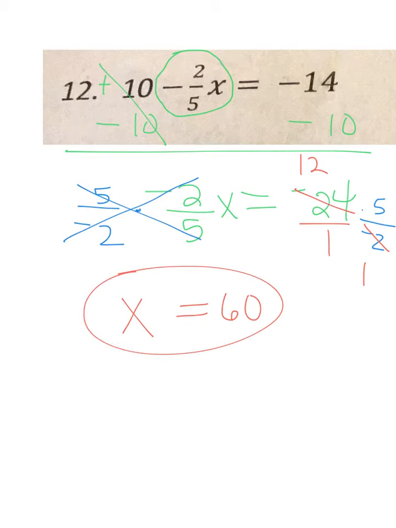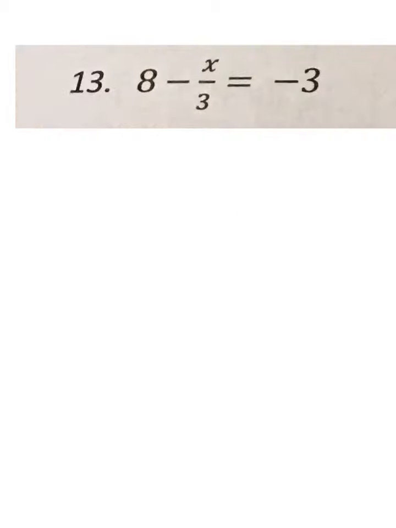All right, problem number 13. First thing I'm going to do is circle negative x over 3, which means this 8 has nothing next to it, so it's positive. I'm going to subtract 8 from both sides.